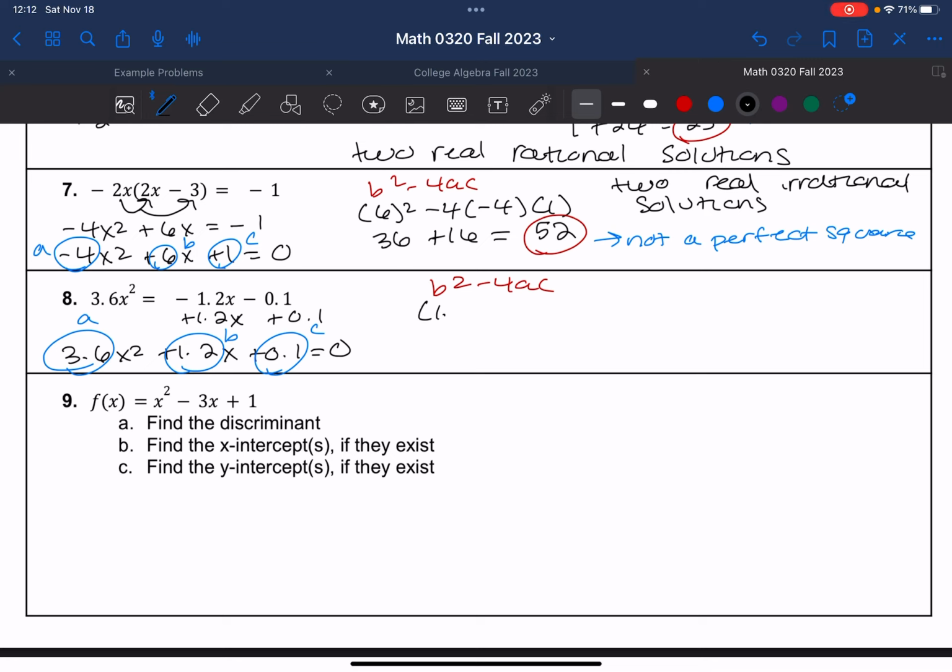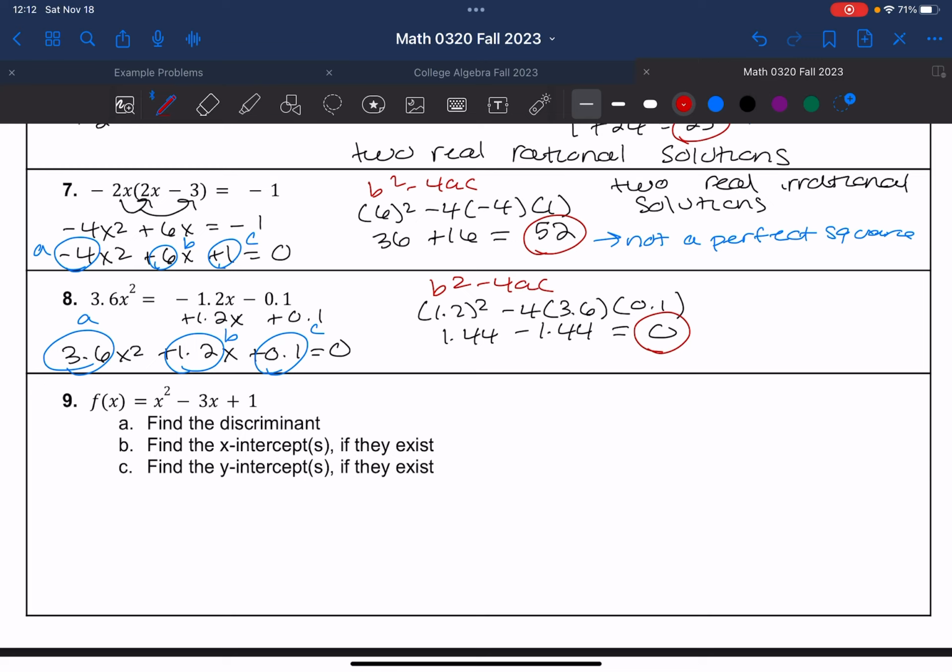B squared is 1.2 squared minus 4 times A, which is 3.6, times C, which is 0.1. 1.2 squared is 1.44. -4 times 3.6 times 0.1 is a -1.44. So we have a positive 1.44, a negative 1.44. So if we put those together, we get 0. And remember, if we get 0, that means our answer is going to be one rational solution.